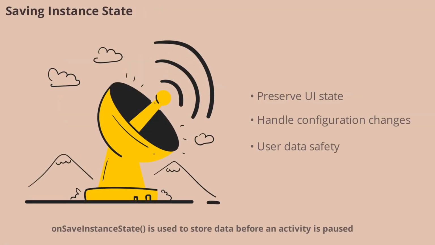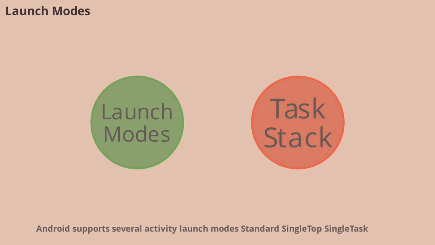OnSaveInstanceState is used to store data before an activity is paused, while onRestoreInstanceState retrieves it when the activity is recreated. This ensures that user data and UI state are preserved during configuration changes like screen rotations. Android supports several activity launch modes: standard, single-top, single-task, and single-instance. Each mode controls how activities are launched and managed in the task stack. Understanding these modes helps you design intuitive navigation flows and manage activity instances efficiently.